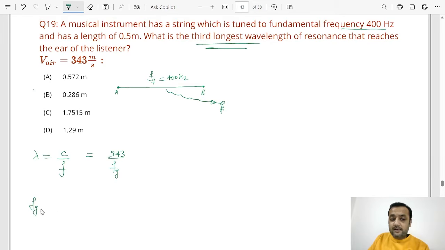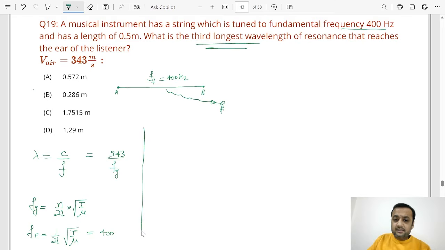Now, the frequency of the guitar will follow the series n by 2L into root of T by mu. Yes or no? If you want to find the fundamental frequency, you put n equals 1 here. That will be the value of the fundamental frequency, and this value was 400. That means this is the smallest frequency. The fundamental frequency is the smallest frequency. The second multiple will be second smallest, and the third multiple will be third smallest. So the third smallest frequency, which is the third harmonic in this case, will be 1200 hertz. This is the third smallest frequency with which the guitar can oscillate.